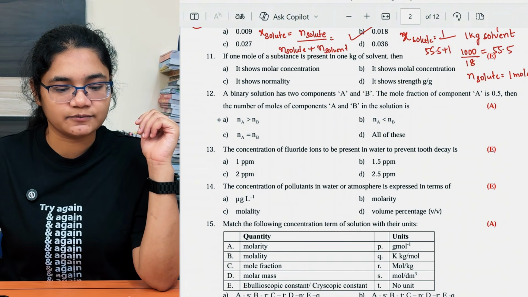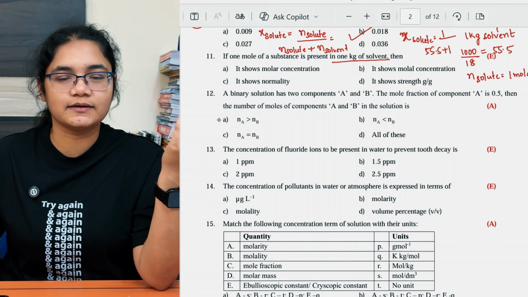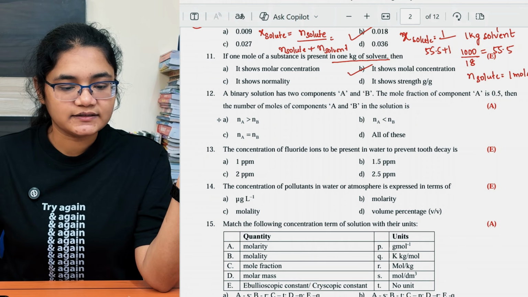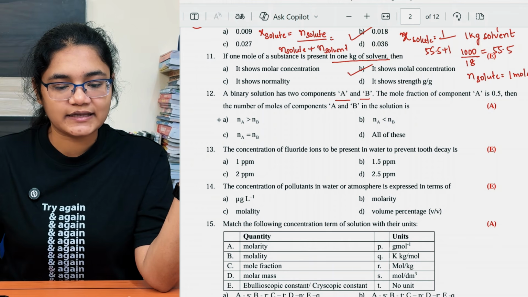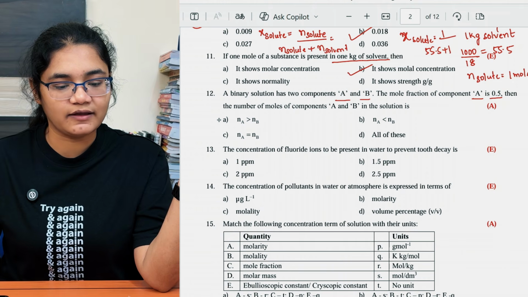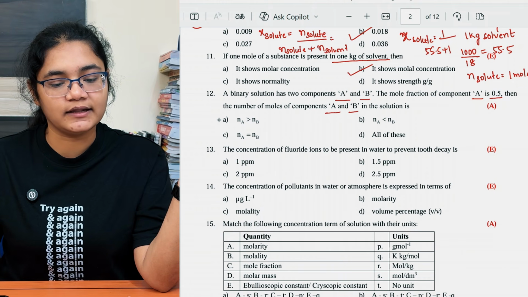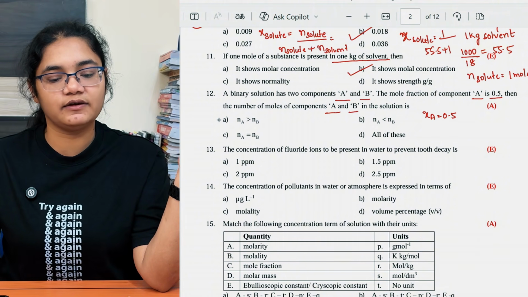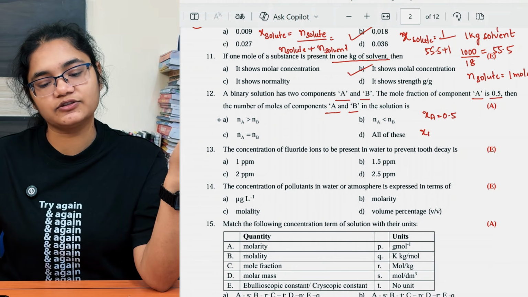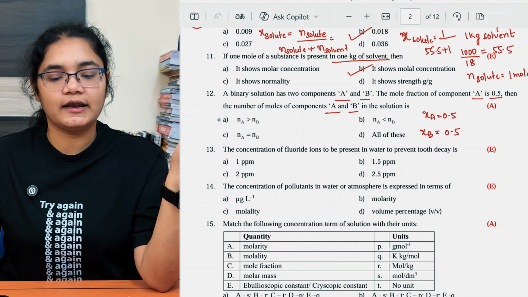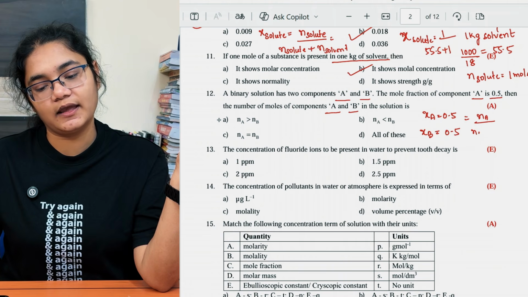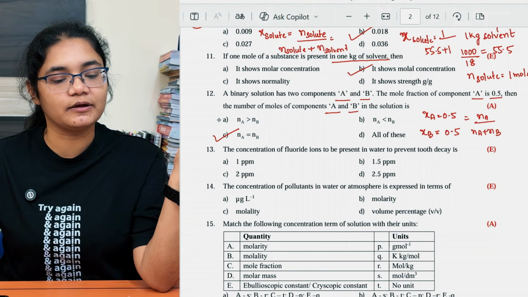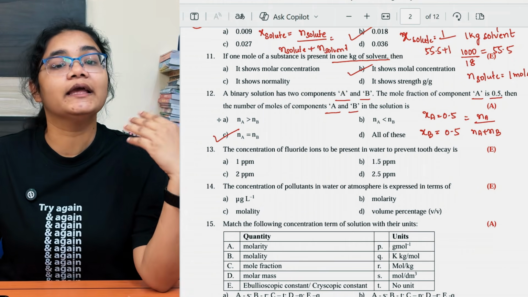If 1 mole of a substance is present in 1 kg of solvent, then this is the molality definition. It shows molal concentration. Next, a binary solution has two components A and B. The mole fraction of A is 0.5. Then the number of moles of component A and B in the solution is. Now see, mole fraction of A is equal to 0.5, and we know A plus B will be 1. So mole fraction of B will also be 0.5, right? And if I say this is equal to Na by Na plus Nb, and both of these terms are equal, that means number of moles of A and number of moles of B will be equal.